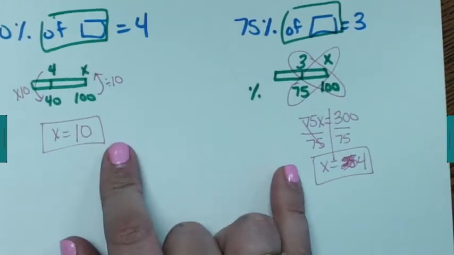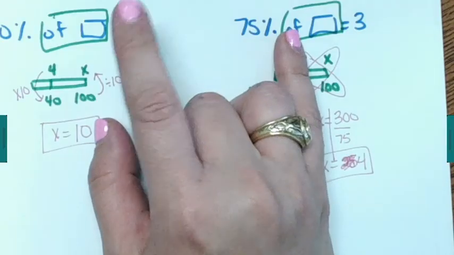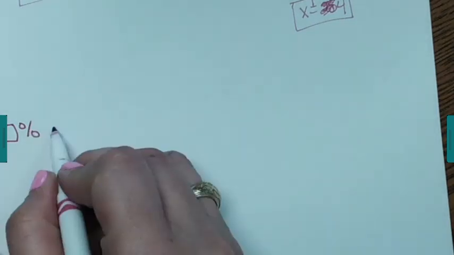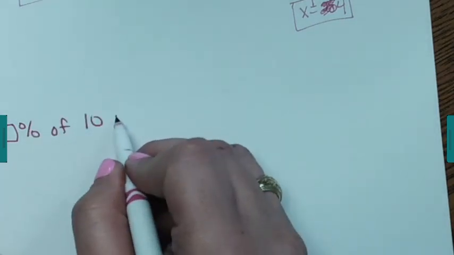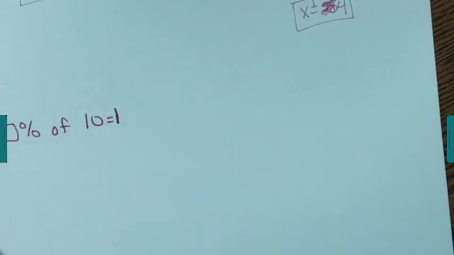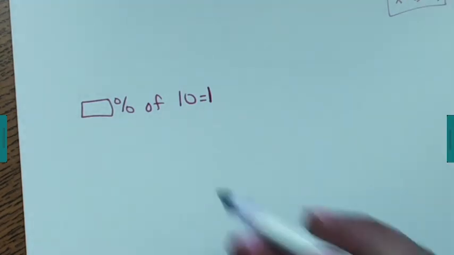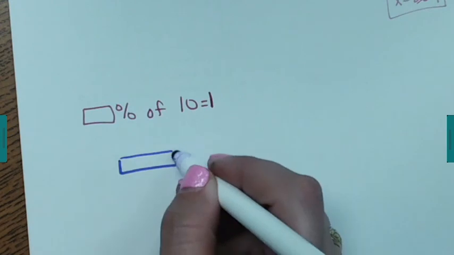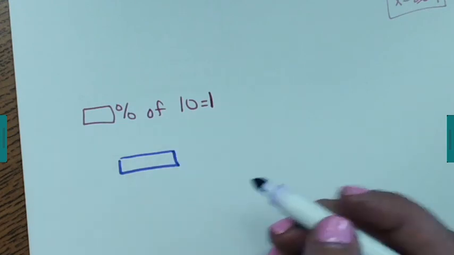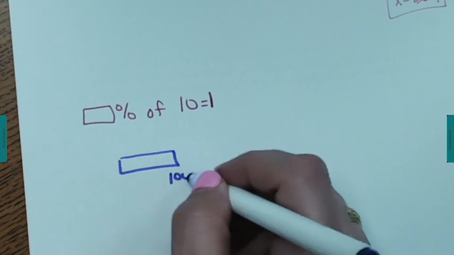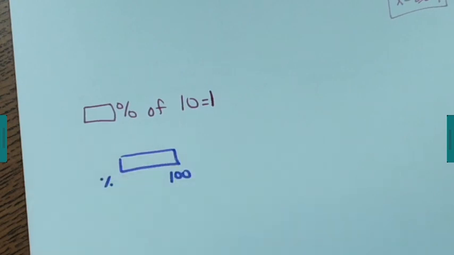Okay. So this is another way you might solve it where you're looking for the total. Let me show you the last type of problem you're going to see. Blank percent of 10 equals 1. Blank percent of 10 equals 1. Okay, so I'm going to draw my percent bar. Every single time, what's going on the percent bar? 100. 100. Good. I know you might be tired of that, but I'm trying to beat it into your brain.